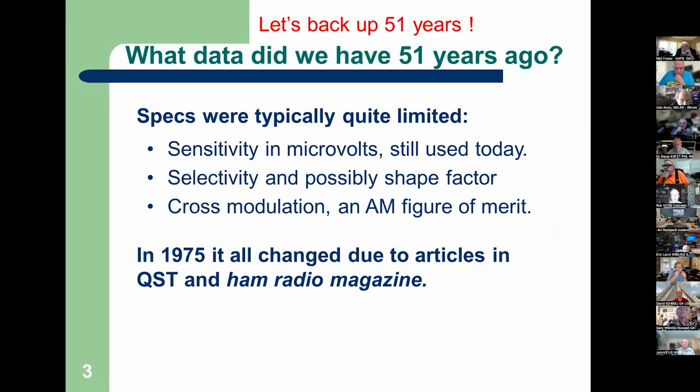So let's go back 51 years. What data was published 51 years ago, let's say in reviews? Typically it was limited. We had sensitivity in microvolts. And I still use microvolts because we can look at data for a brand new transceiver today in microvolts or go back 50 years. That's why I've kept it in microvolts for sideband sensitivity. Also there was something about selectivity 51 years ago, maybe shape factor, maybe a Collins filter. And there was a term called cross modulation, which was an AM figure of merit. I haven't heard that term for decades, so it's probably fizzled away.